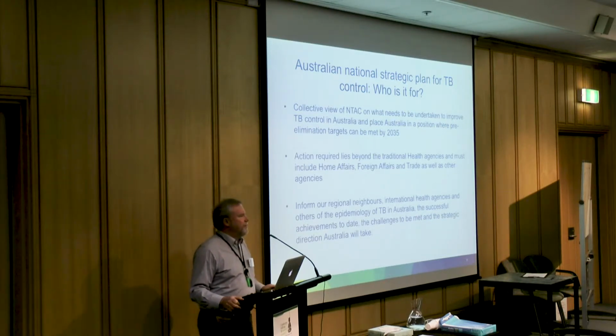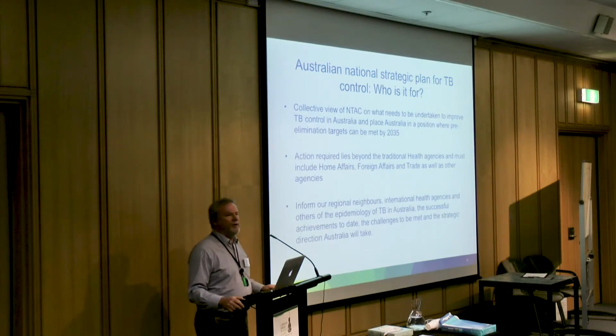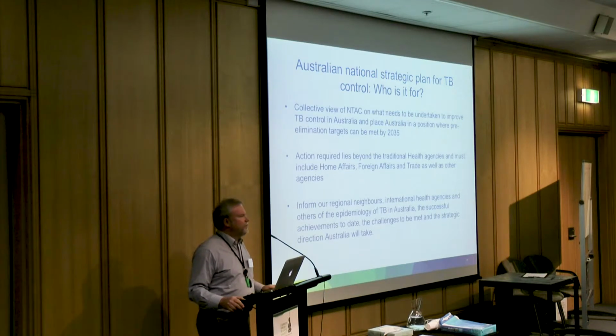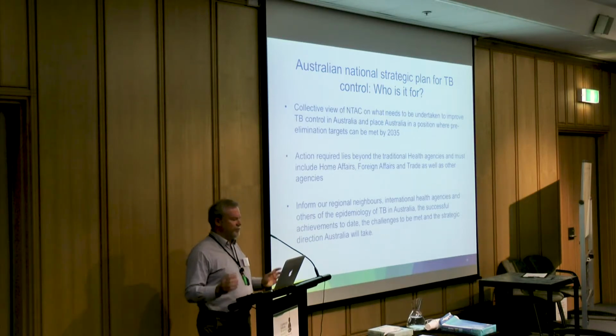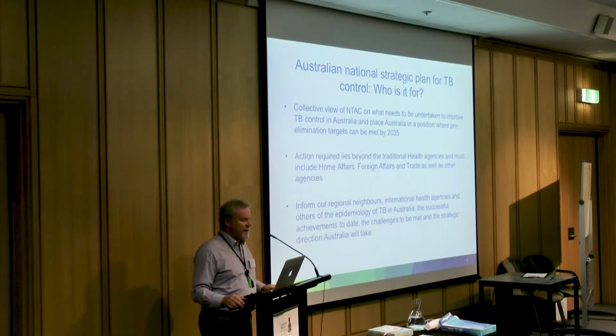So we took the view that we couldn't do everything, but we will develop our own work plan on the things that we can do. But we thought this was a collective view of what we think needs to be undertaken in very broad terms for TB control in Australia, and to place Australia in a position where pre-elimination targets can be feasibly met by 2035. We also emphasise in the plan, this is not just about health. This is about other agencies such as, I had to change the slide, I used to say DIBP, but it now says Home Affairs, Foreign Affairs and Trade, as well as other agencies.